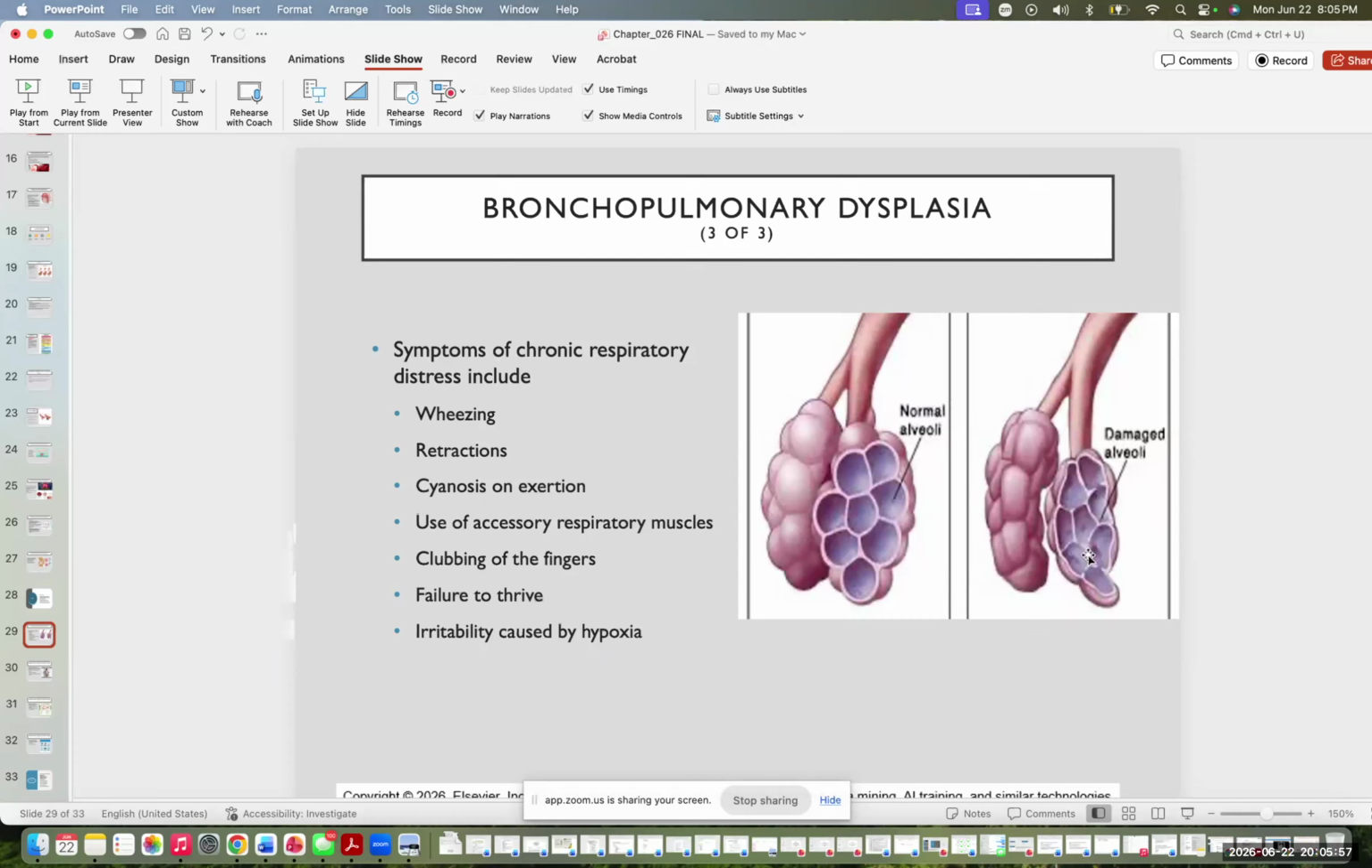They're stiff, non-pliable. They affect gas exchange. So what they hear is wheezing, retractions, cyanosis, use of respiratory accessory muscles, clubbing of the fingers. Again, failure to thrive, meaning you cannot eat. Irritability caused by hypoxia.